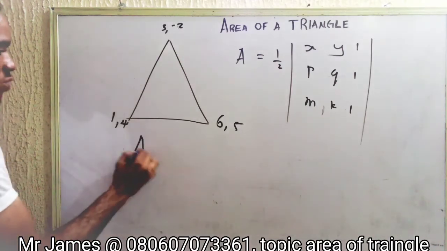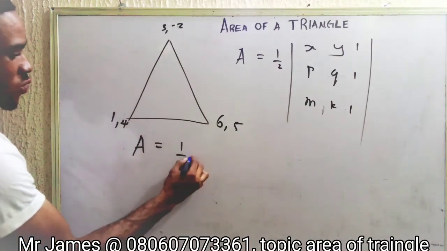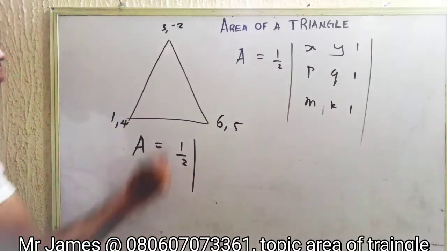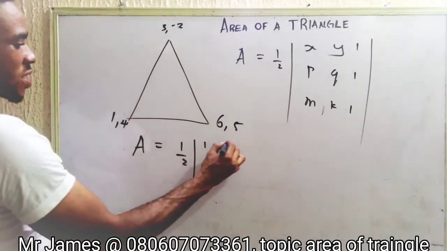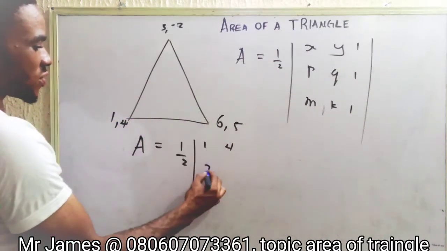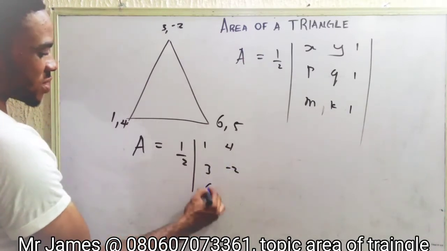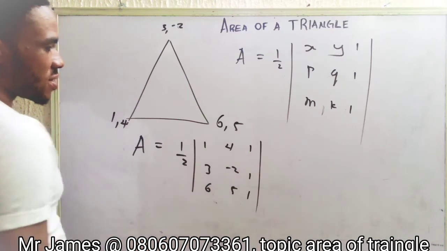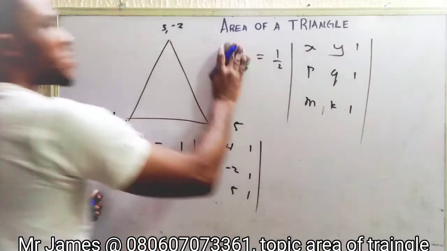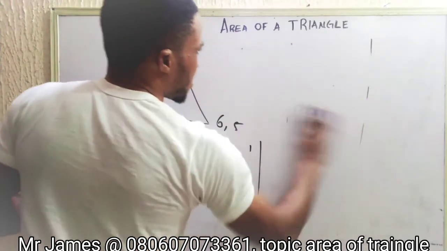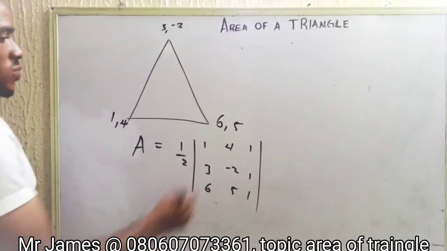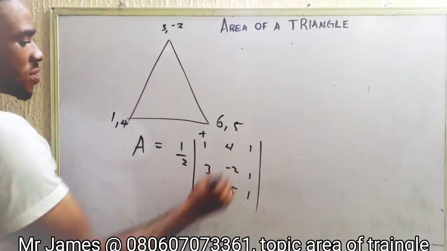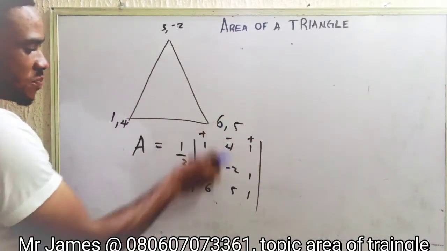So I have the area to be equal to 1 over 2. Open the bracket. Starting from this point, I have 1, 4. The other one will be 3, minus 2. The other one will be 6 and 5. Complete here with 1, 1, 1. Now from that point, clean this part. All I have to do is to assign the determinant sign. That's plus, minus, and plus. And pick out the values.